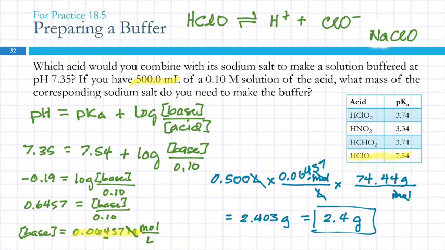So a common mistake that a student might make here is when they're doing the molar mass of the base, they might forget about the sodium. Because you're like, oh, well, I just need this many moles of ClO minus. But you can't get it by itself. It comes with the sodium. Okay, so just watch out for that one. Any questions?